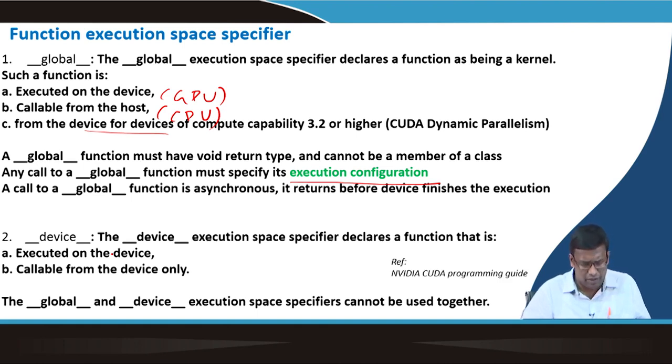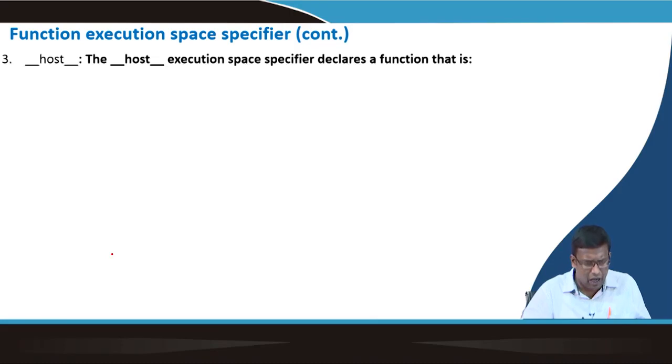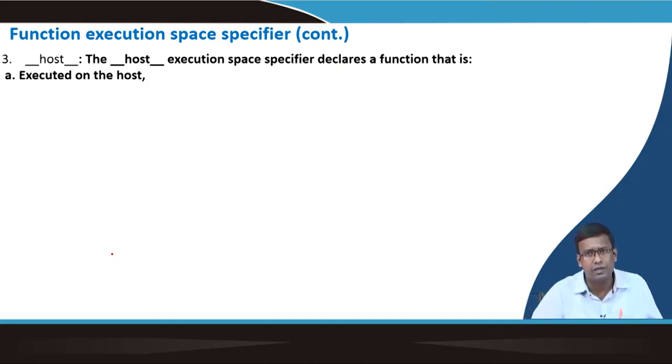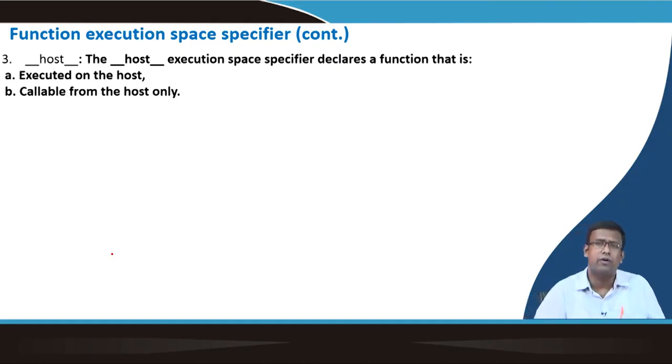Everything is taken from the NVIDIA CUDA programming guide. The other specifier is __host__. What is host? We can understand that it is a function which is executed on the host and called from the host only. So, when the CPU calls a function that will be executed on the CPU, it is not a kernel. The CPU C code part calls a function, and this function itself works on the CPU. This is called a host execution specifier.